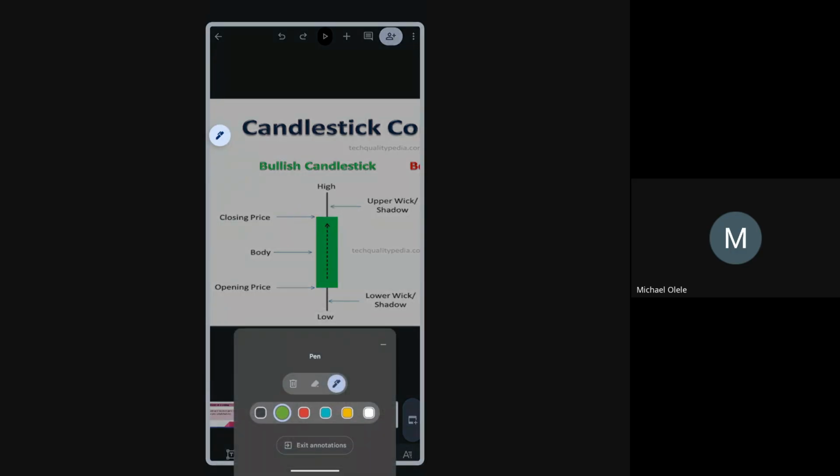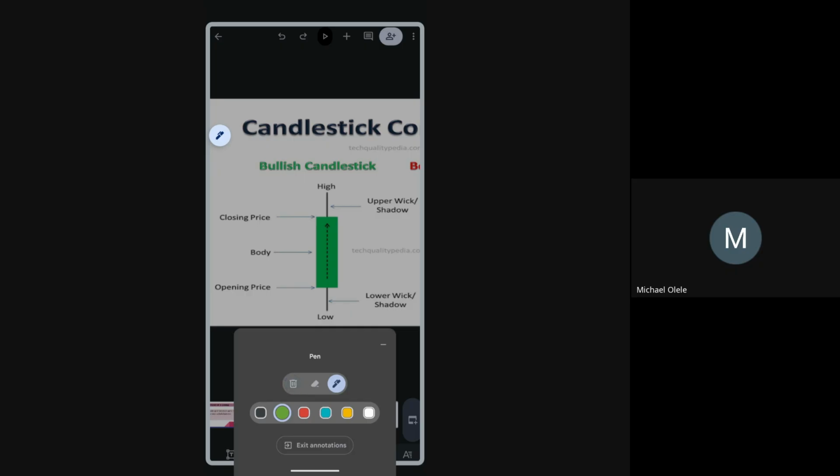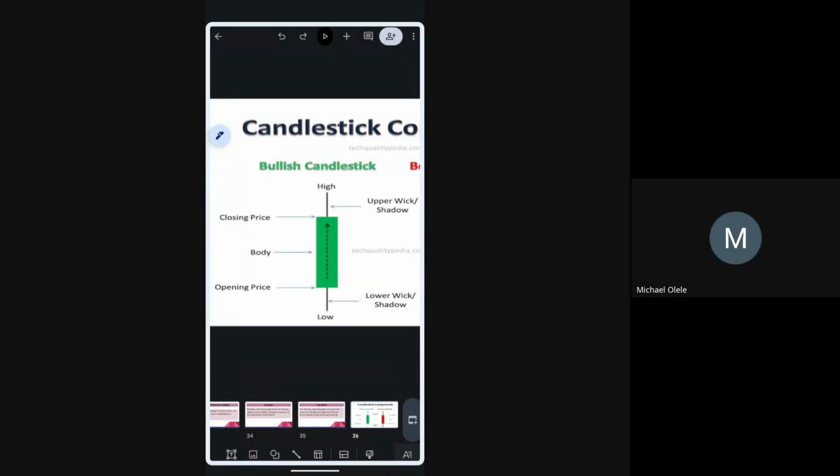Now, let's talk about the different parts we have in a candle. As you can see, these green parts right here are called what? The body of the candle. Okay, and as you can see, this candle is a bullish candle and it has momentum. Why does it have momentum? It has momentum because the body is not small.